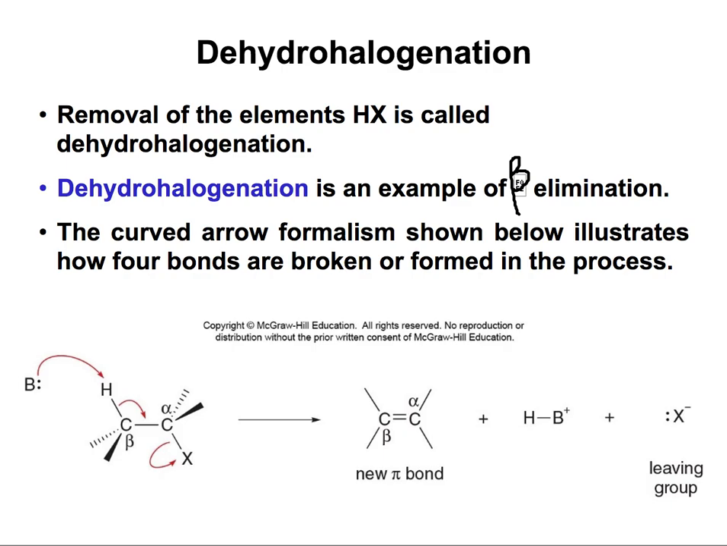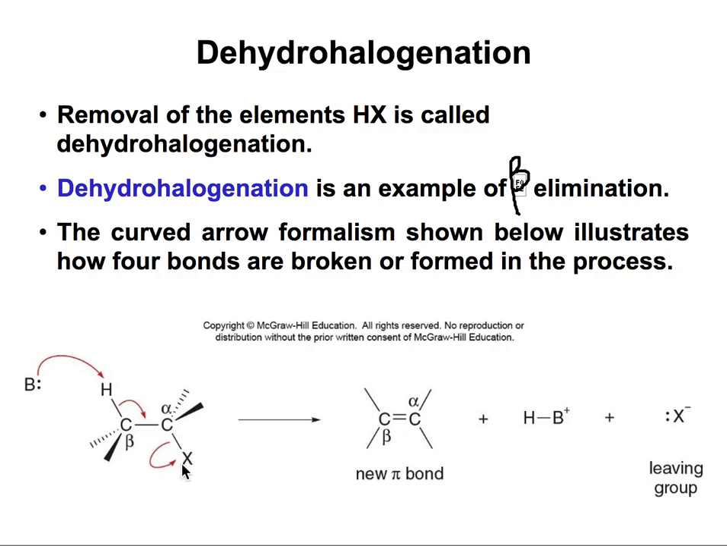So what happens in this overall reaction? It's called a dehydrohalogenation. What it means is that you lost one hydrogen and one halogen at the same time, and then that will form a pi bond. So how does that happen?